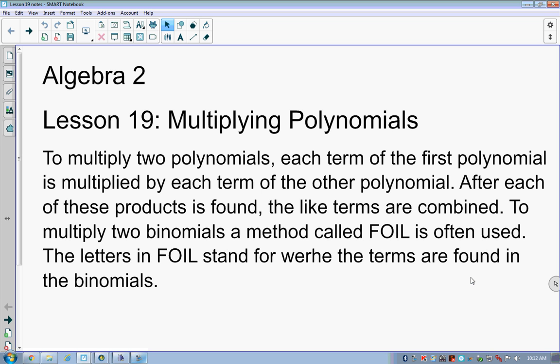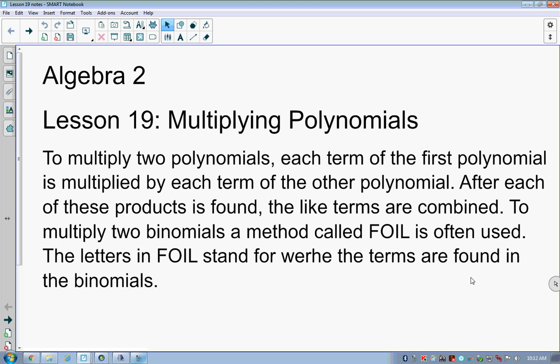Algebra 2, Lesson 19, multiplying polynomials. Our new information today is going to be FOILing, F-O-I-L: first, outer, inner, last, when we talked about multiplying certain polynomials. Is that something that we're familiar with? All right, so it's not necessarily new information. It's just being presented as new today.